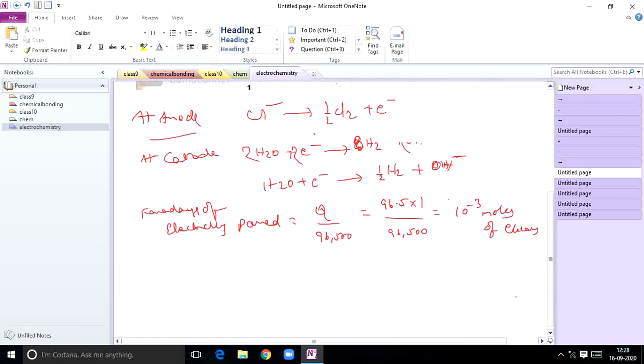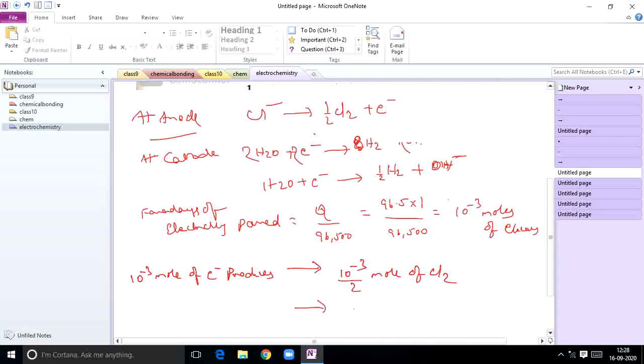Then after that, that is the quantity of electricity. So according to that, 10 power minus 3 mole of electrons produces how many moles of chlorine there? 10 power minus 3 by 2 moles of chlorine. So that is equal to 10 power minus 3 by 2. This is from the equation.